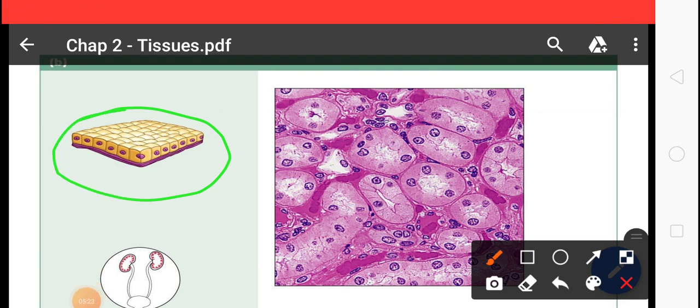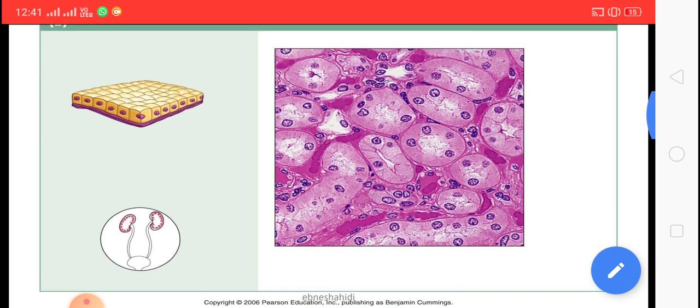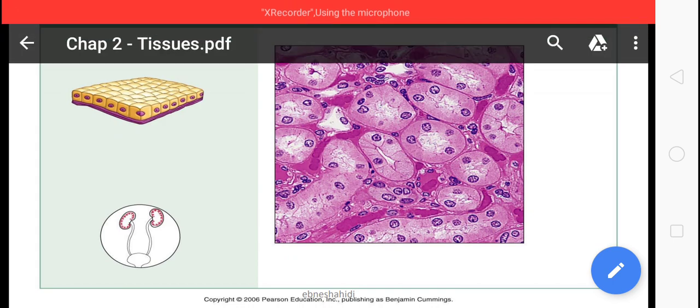And what is the location? Cuboidal epithelium is present in the kidney.